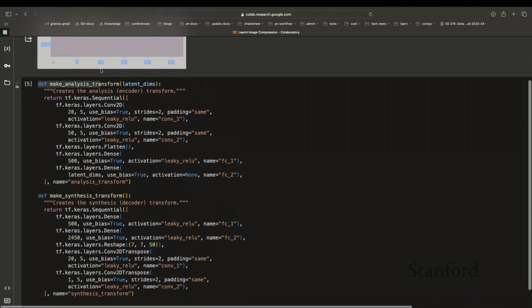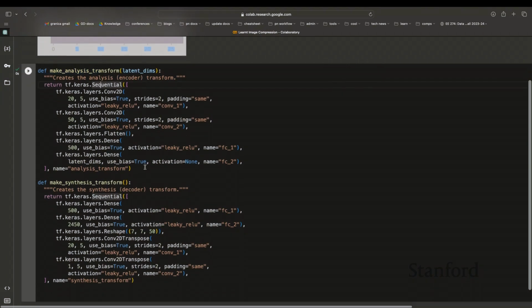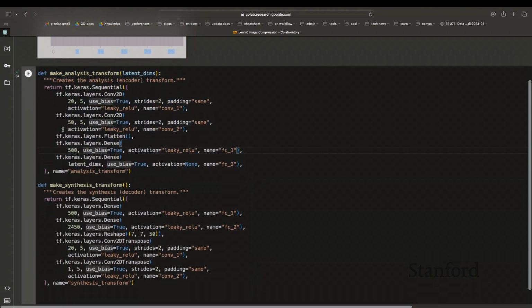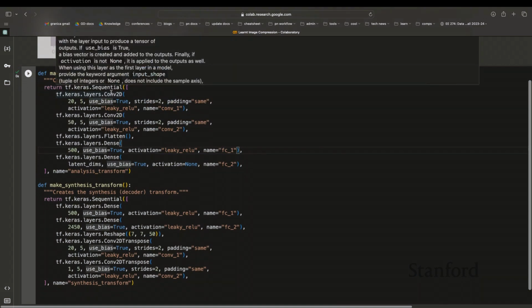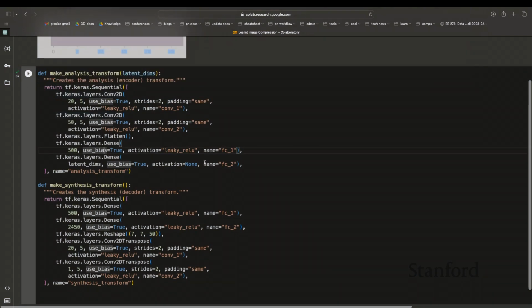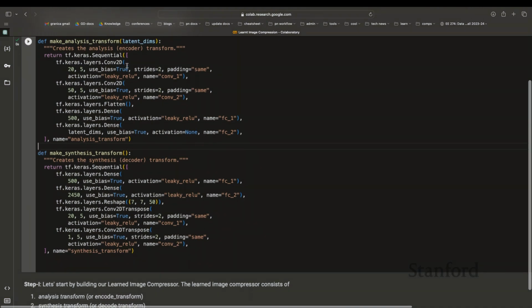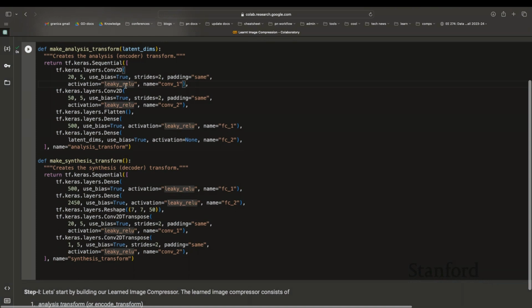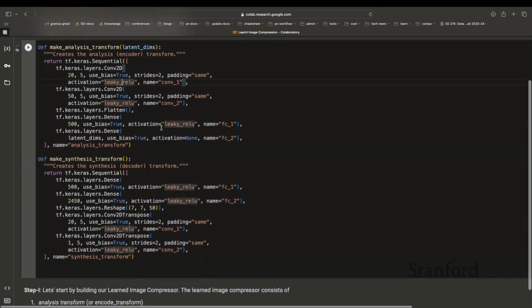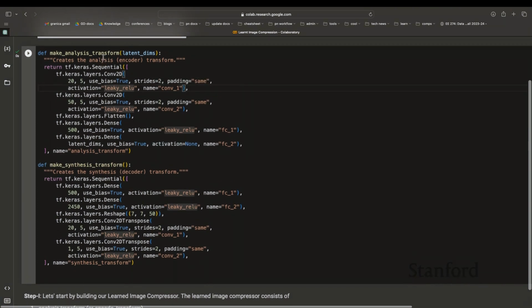So here you are just defining your analysis and synthesis transform as some layers using Keras. Our analysis transform is just some convolutional layers. Don't worry about it if you haven't heard of it. And then we have some non-linearities, which are leaky ReLU in our case. What this analysis transform needs to do is start from the size of the image and finally give you some latent-dimension number of values, which is hopefully much smaller than the image dimensions. That's the really important thing.